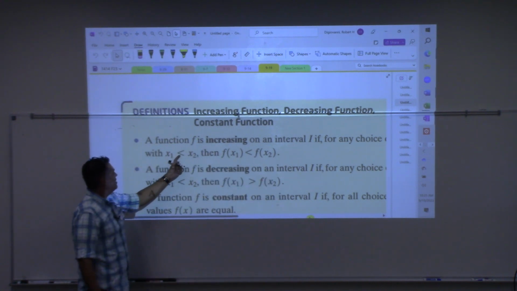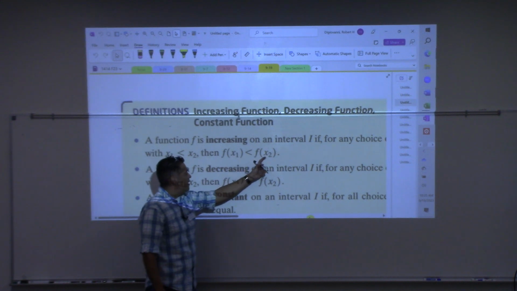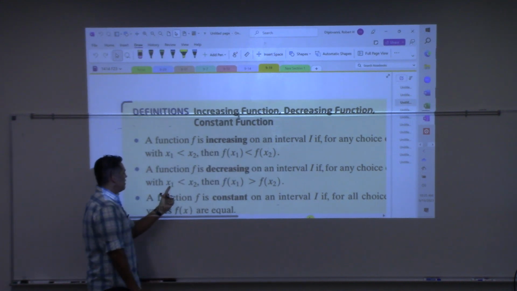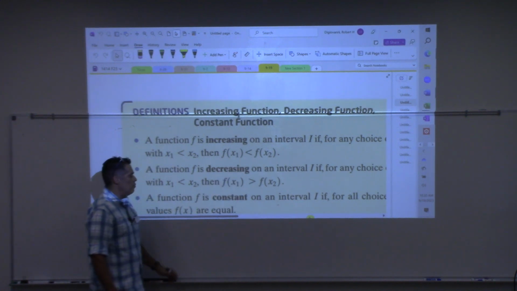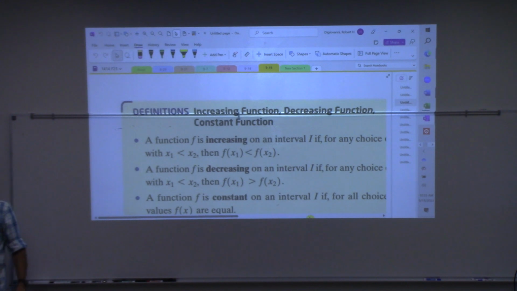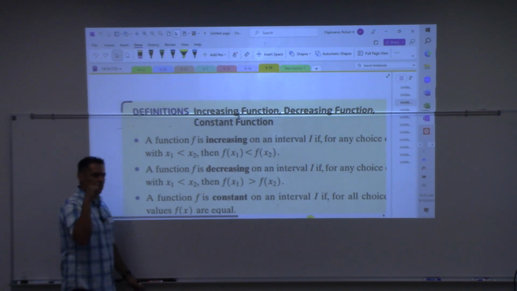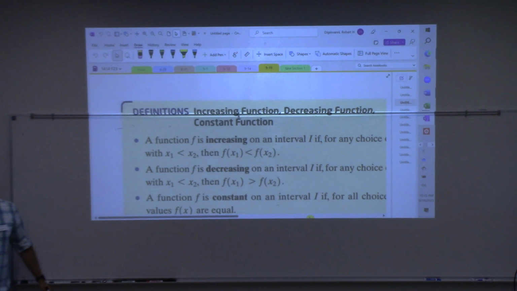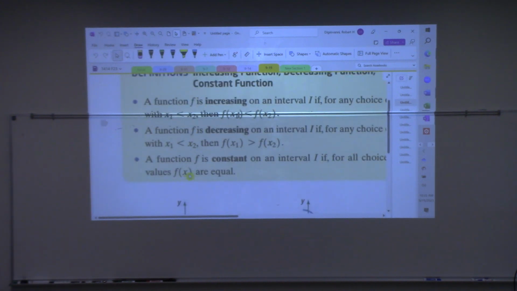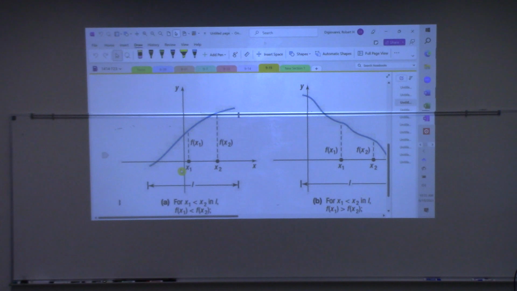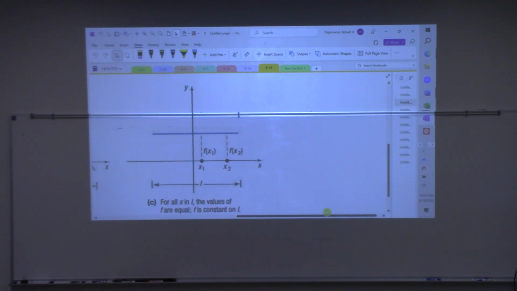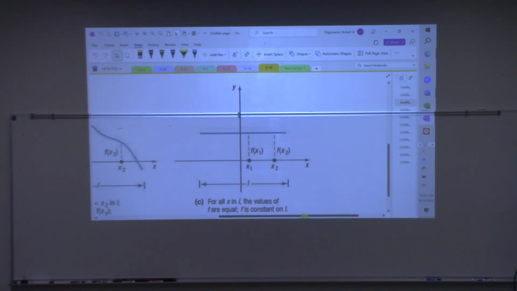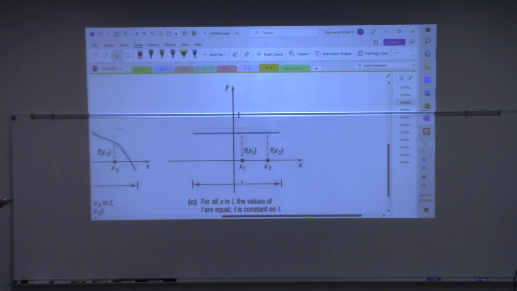If x1 is less than x2, then f of x1 is less than f of x2. That's what increasing means. If x1 is less than x2, then flip the inequality, and that's decreasing. And then what do you think it means to be constant? As you go from left to right, the points are always the same. So it just says here they're equal. And these are the three pictures: increasing on the left, decreasing in the middle, constant. Does it make sense? Visually, increasing and decreasing make sense, yes? Constant?